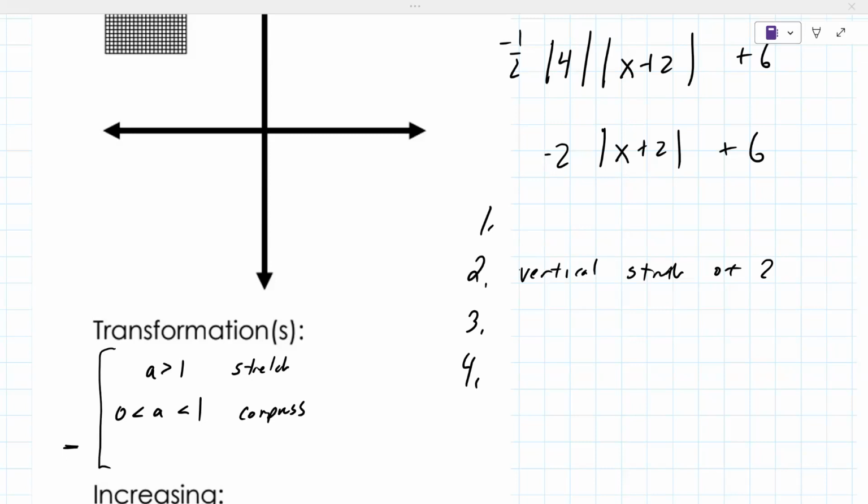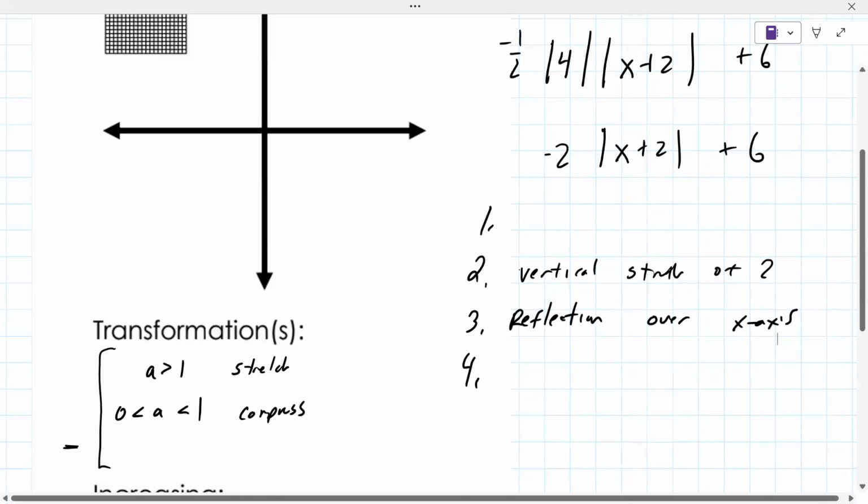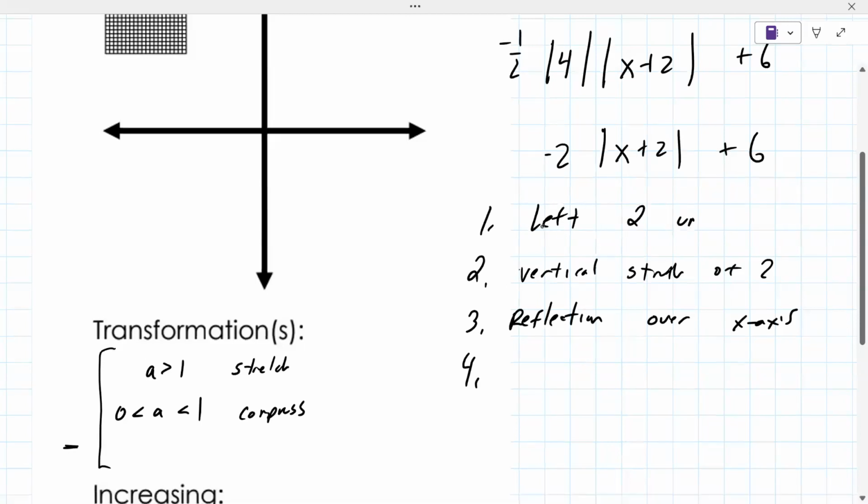And then another transformation would be reflection over the x-axis. You have to specify the x-axis. That's good. Reflection over the x-axis. And then it's left 2 units. Okay, I agree. And it would be up 6 units. Okay, I agree.